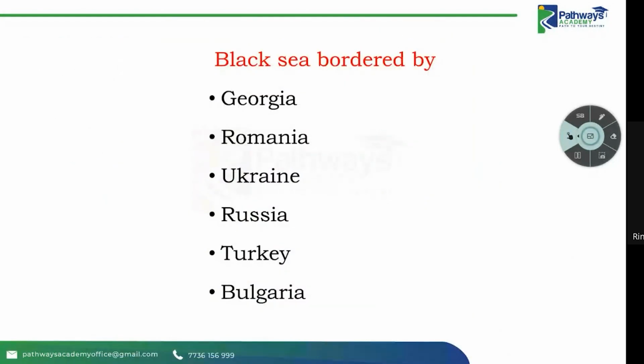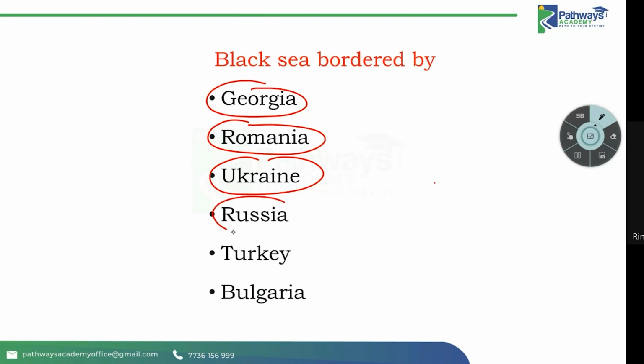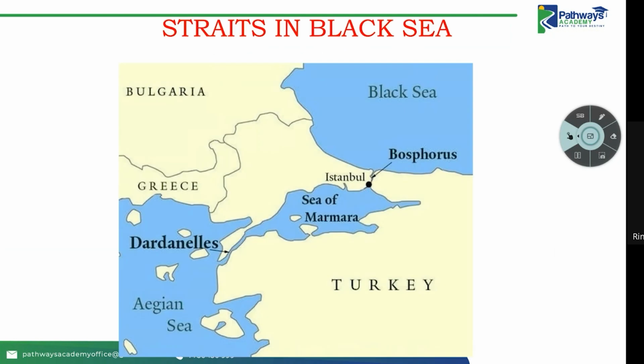The nations surrounding the Black Sea: we already discussed that in the previous class. The nations bordering the Black Sea are Georgia, Romania, Ukraine, Russia, Turkey, and Bulgaria. We already gave the memorizing story also, so I am not going to repeat it again.